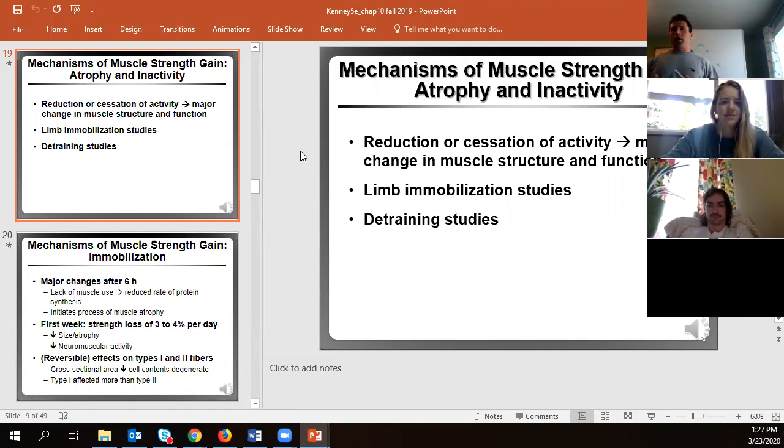But when folks are straight out limb immobilized, we're going to see them losing muscle mass, and it can be as much as over 10% of their strength per week. Your average person, when they're no longer lifting weights but are at least staying physically active, is probably going to lose anywhere from as low as 1% per week to as high as maybe 5% per week, depending on how much they've had to drop back their training intensity and volume.